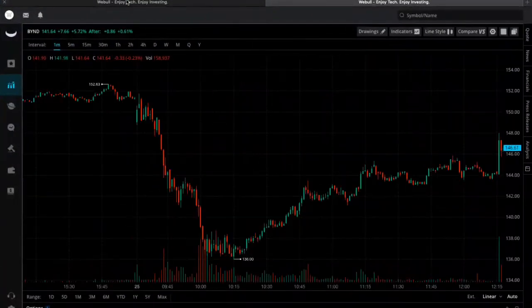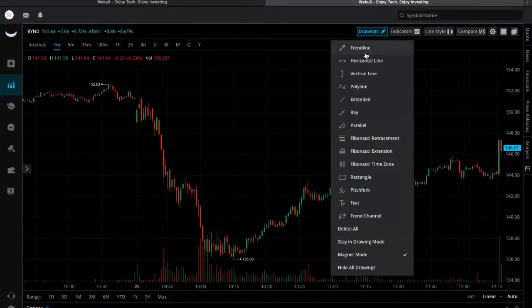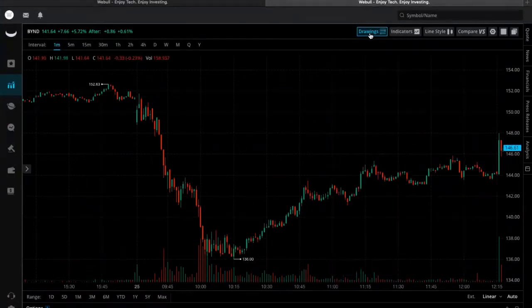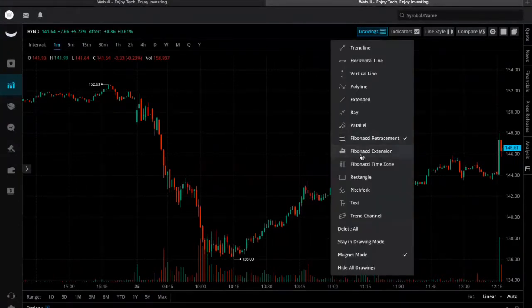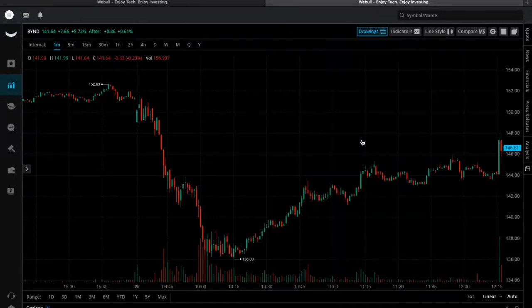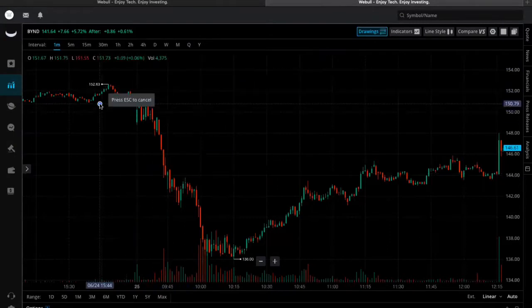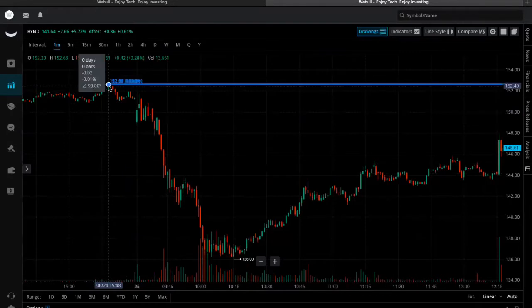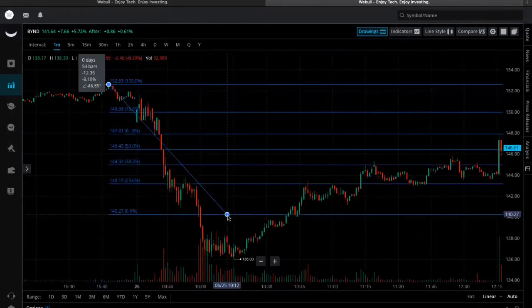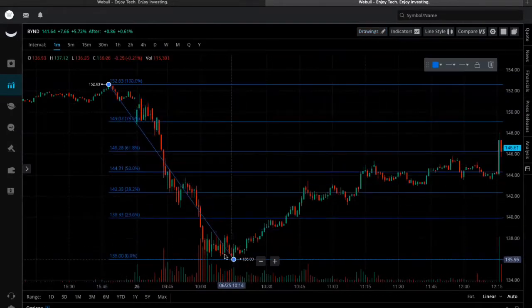So let's go ahead and apply. All you have to do is go ahead, click draw, and then click Fibonacci retracement, not extension or time zone, retracement. And what you do is you try to look for a stock that's undervalued at the moment. So we can see that Beyond here dropped from a high of 152 to a low of 135, which is a large drop.